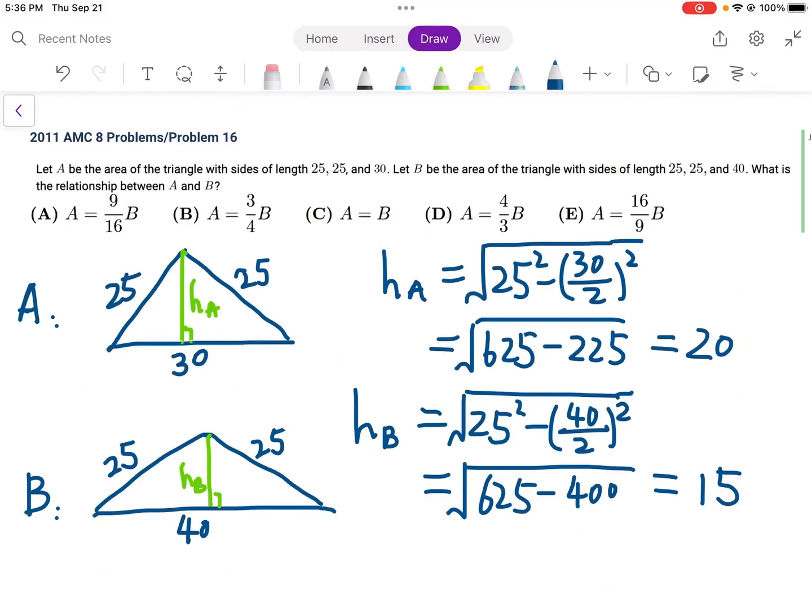Therefore, we can see that HB equals half of the bottom length of triangle A, and HA equals half of the bottom length of triangle B, because a triangle's area equals half of its bottom length multiplied by its height. Therefore, the area of A and B should be equal. The answer is C.